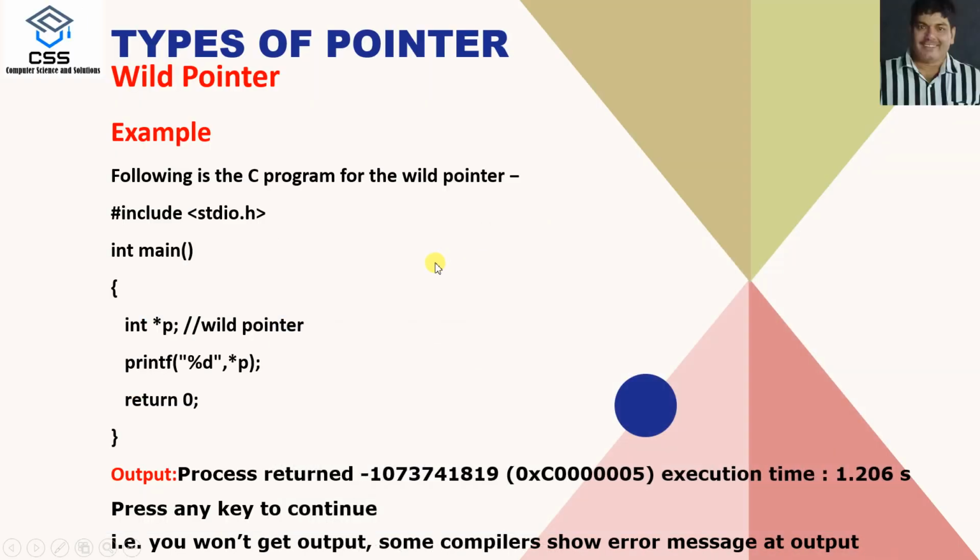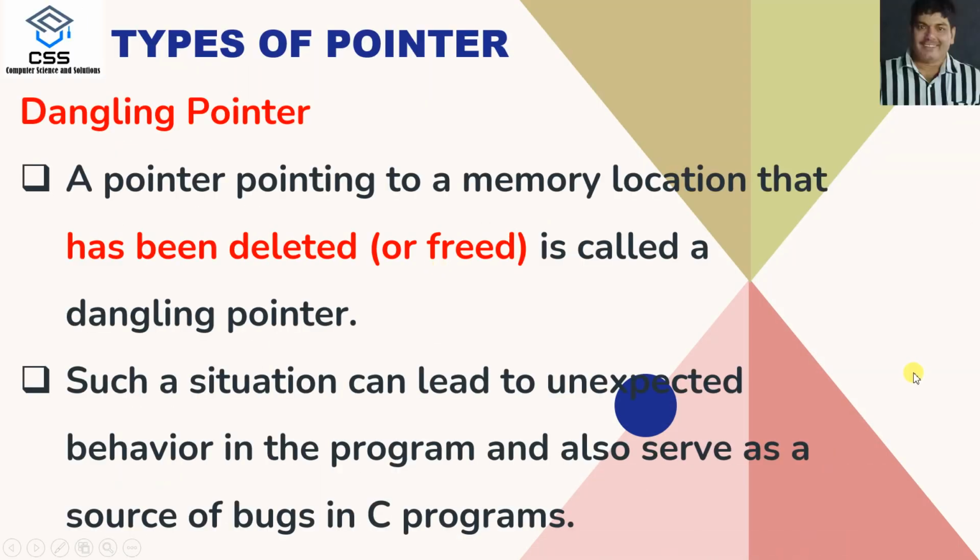Next comes the dangling pointer. What is a dangling pointer? A pointer is allocated in the memory, but before using it, it has been deleted. The pointer is known as a dangling pointer. Such a situation can lead to unexpected behavior of the program and many unexpected results, because you take the memory you have allocated, but before using it, it is deleted.